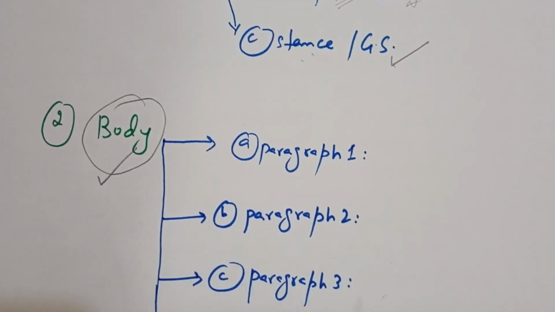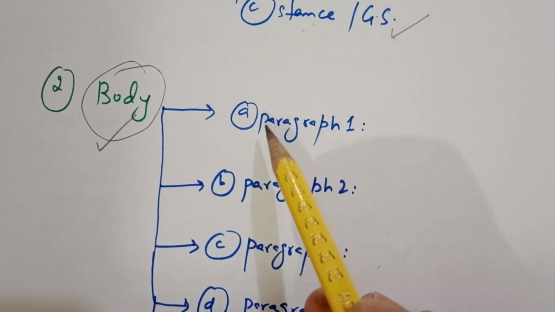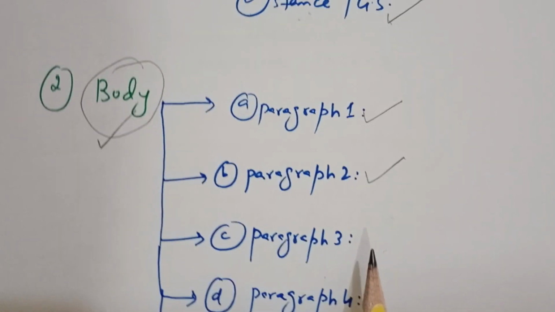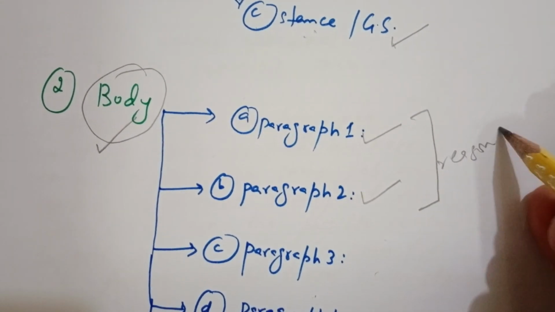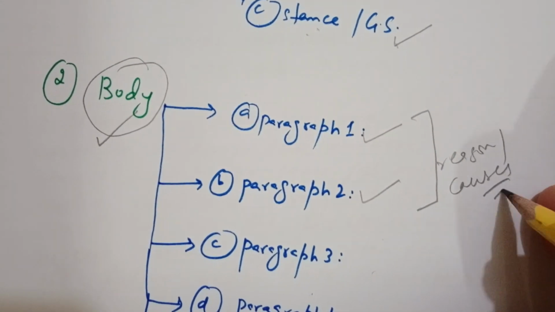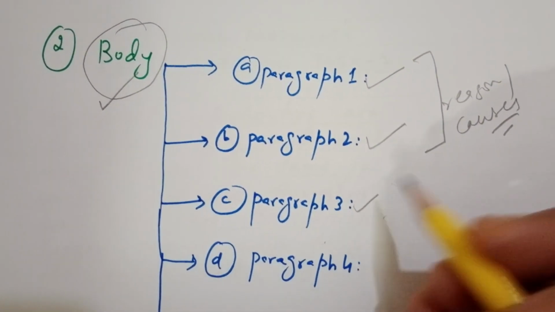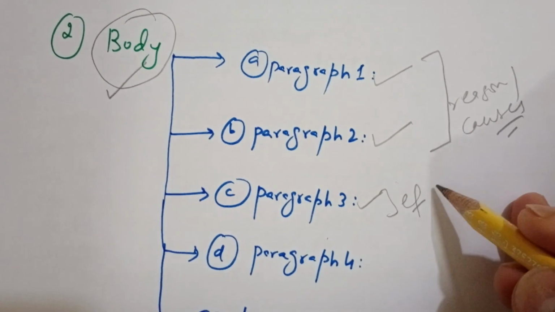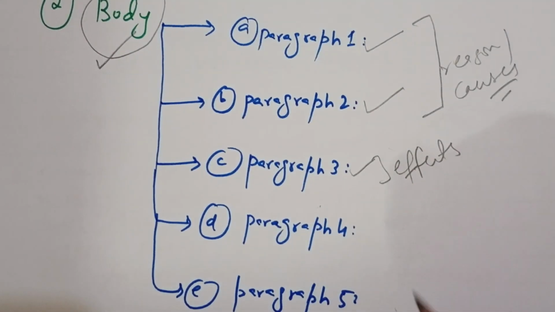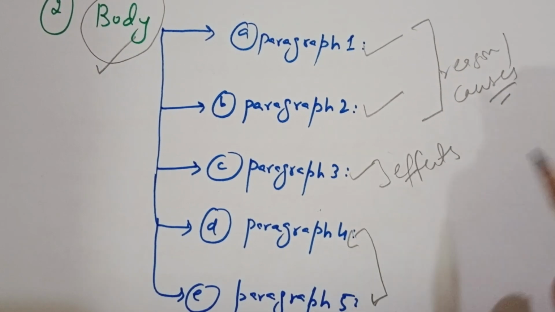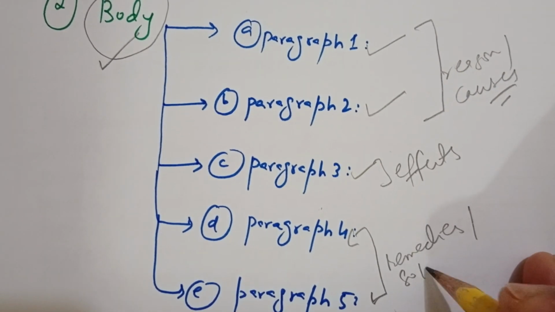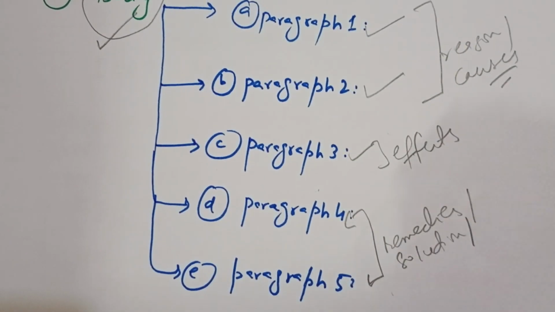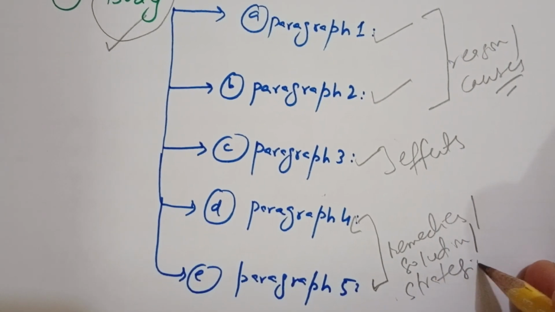In this essay, the body comprises 5 paragraphs. The first paragraph and second paragraph will be about the reasons or causes. The third paragraph will be about its effects, and the fourth and fifth paragraphs will be about remedies, or you can call it solutions, or strategies or ways, whatever you call it.